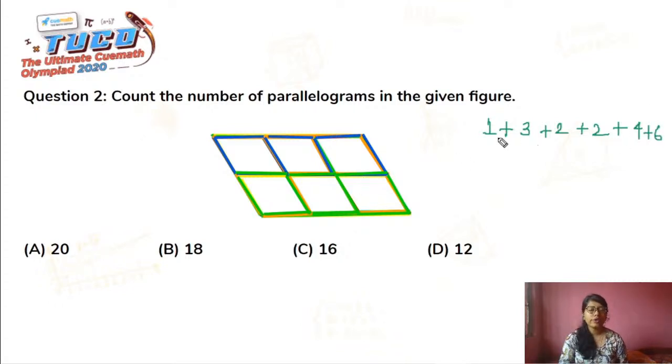So let's add up all of these. 3 plus 1, 4 plus 2, 6 plus 2, 8 plus 4 is 12. 12 plus 6 is 18. So altogether we have 18 parallelograms in this given figure.